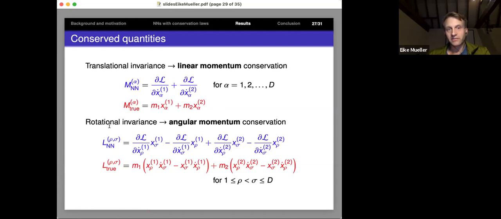And for the rotational invariance, we get angular momentum conservation. We work out these generalized angular momenta for the two particles. That's particle 1, that's particle 2, and we add them up. Then for the true Lagrangian, we get these quantities here. There are d times (d minus 1) over 2 of these, and they come from the number of generators in the Lie algebra.